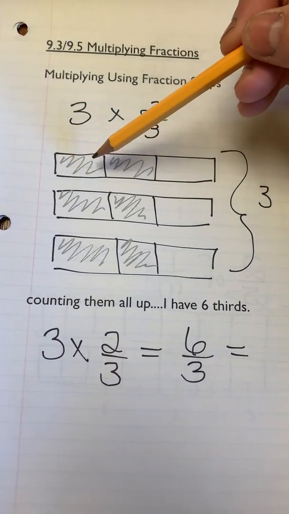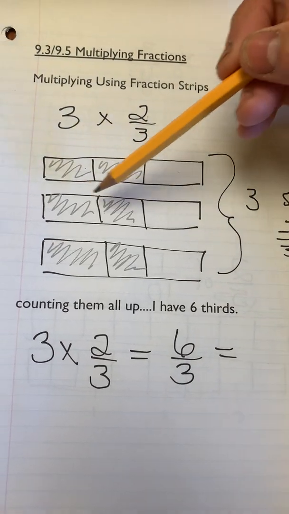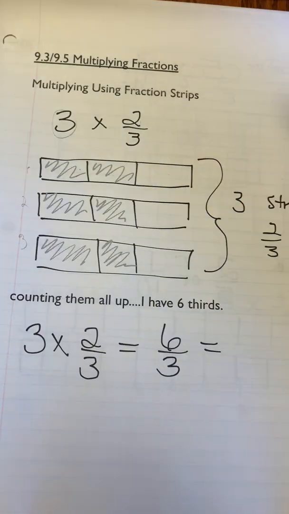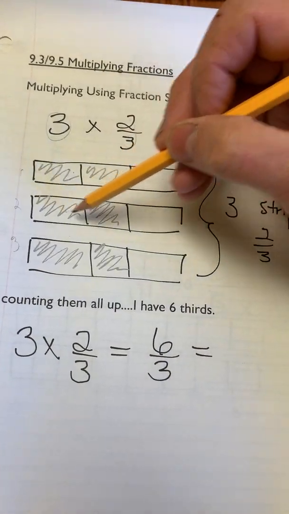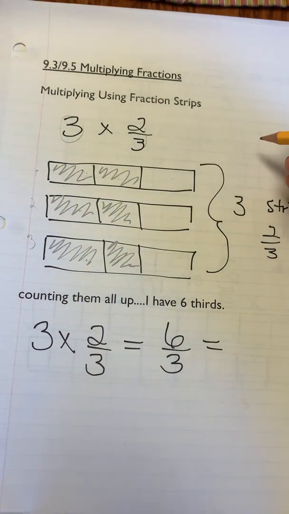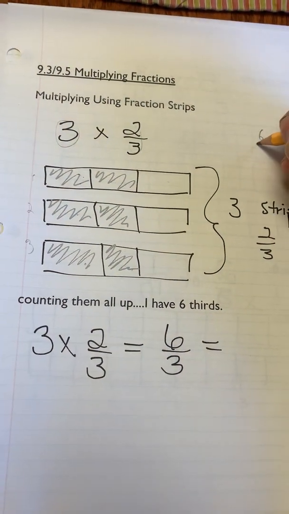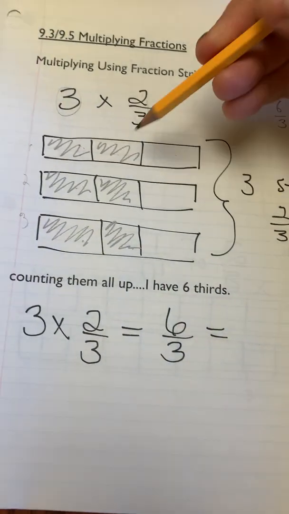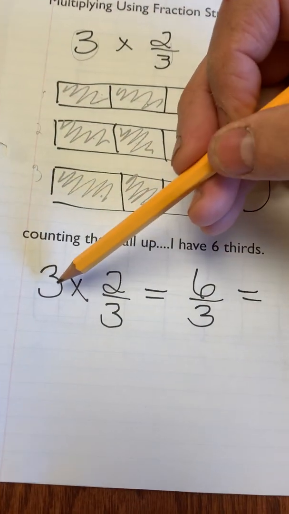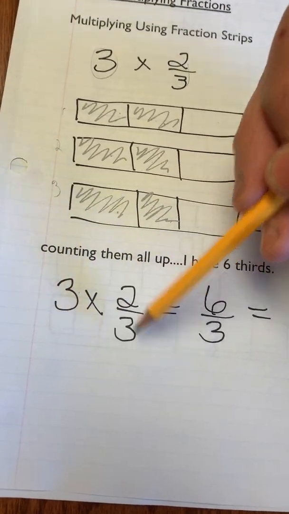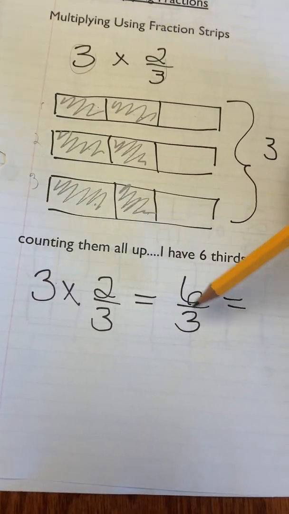So if you look at our picture, we've got things broken into 1, 2, 3, and we've got 3 of them. So there's 1, 2, 3. Each one of these things has 2 pieces. So there's 1, 2, 3, 4, 5, 6. That means there ends up actually being 6 pieces of 3. So we have our 3 strips. Each one of them has 2/3. So again, 3 wholes times the 2/3 in each one is 6 pieces of 3.